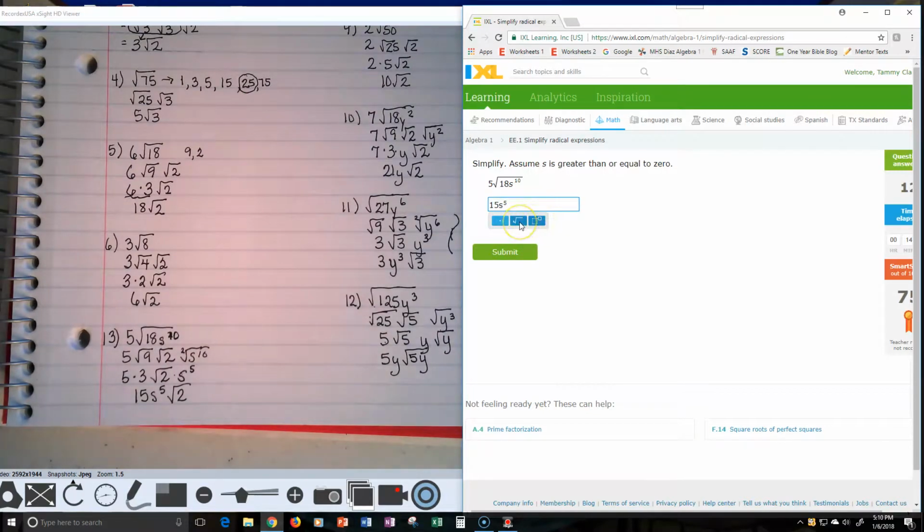And this ties a lot into the exponent rules that we used.